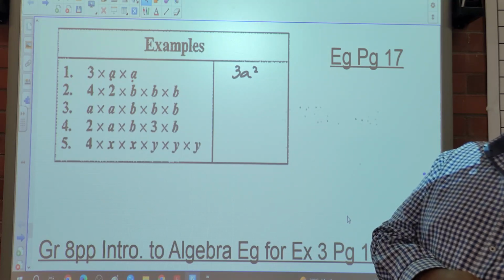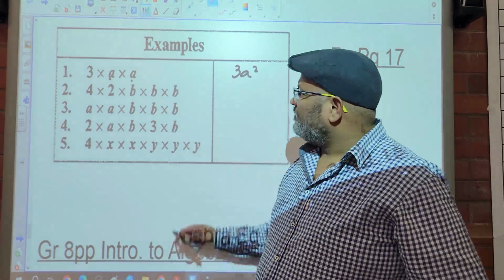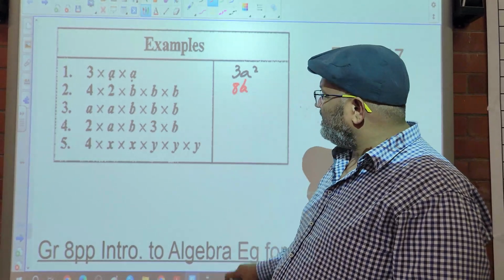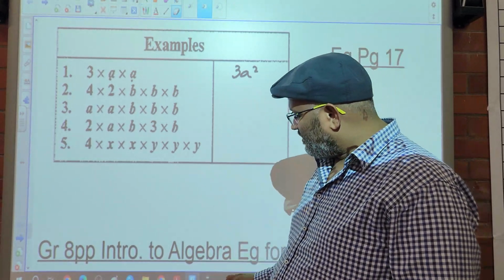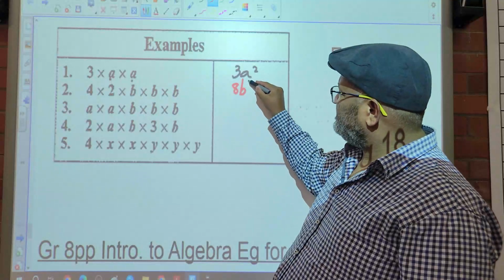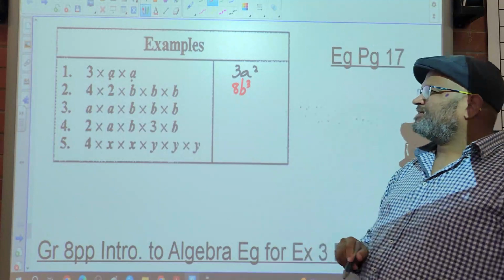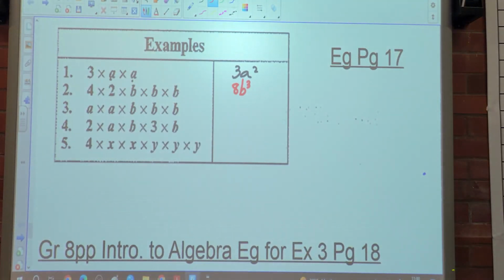8 b cubed, absolutely. Why b cubed? Because there are 3 b's being multiplied together. Okay. I'll give you a couple of seconds with the next two. A times b times b times b. Number 4, you've got 2 times a times b times 3 times b.